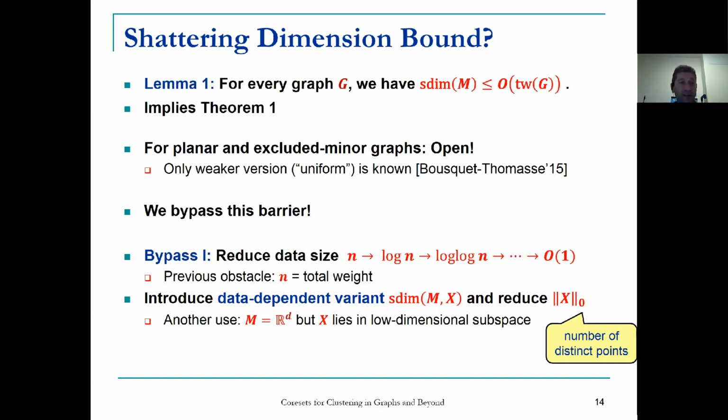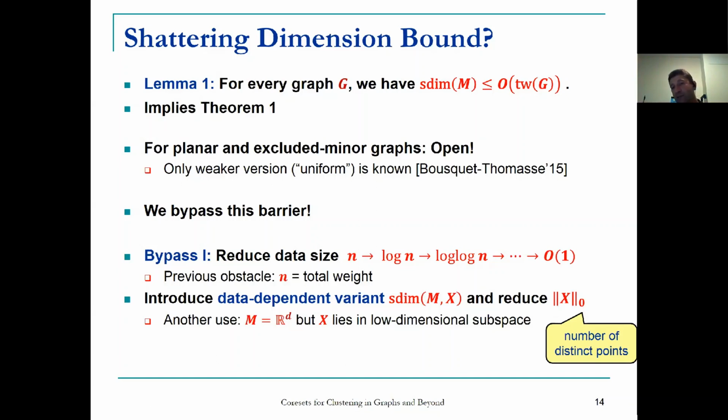Okay, so this naive approach fails. However, we can still save something and apply this approach by introducing a version that is data dependent. Our analysis of the shattering dimension depends not only on the metric space. Say it's a Euclidean space of dimension d, then you say the shattering dimension is d. But now it depends also on the data.